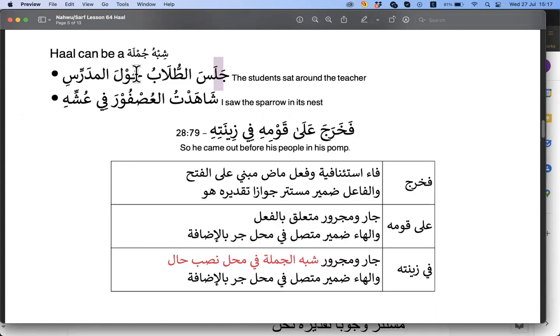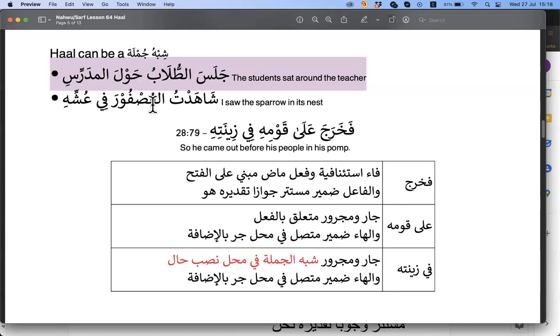Or you can say, if you haven't learned this as a hal, what would you normally say? This will be zarf. So it is muta'alliq to something. Usually you say jalasa, muta'alliq bil fi'il, which is acceptable, and you will see it in Arab books. Of course, this is not in the Quran, but for the example, that's why we always have two Irabs for this kind of hal.